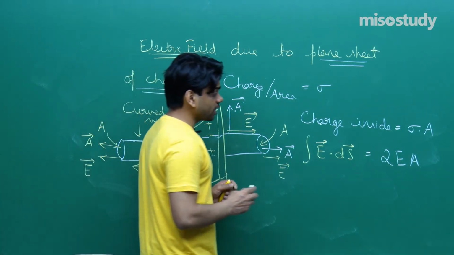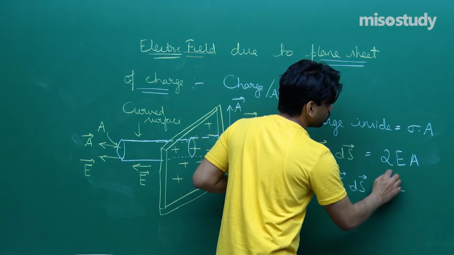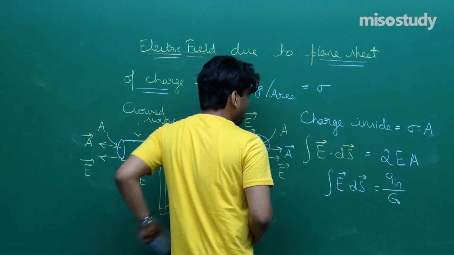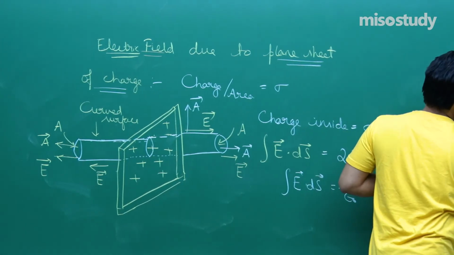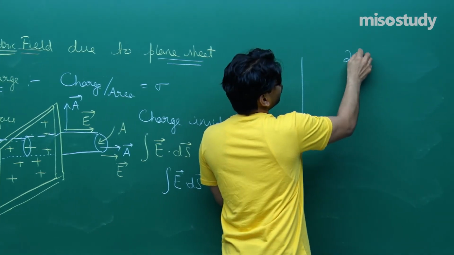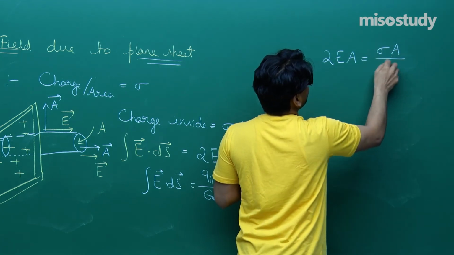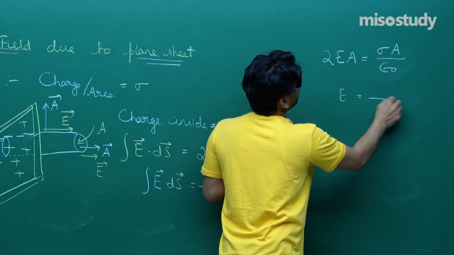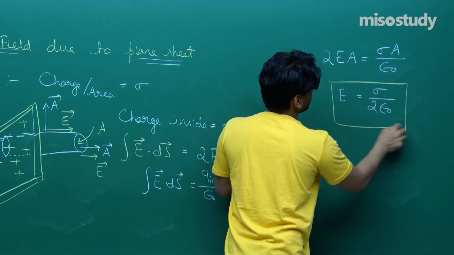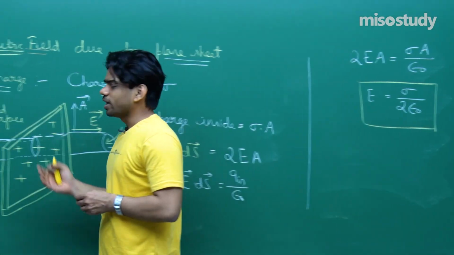So 2EA, then you have to equate E dot ds is equal to Q in upon epsilon naught. This is what you have to do. Just be very fast. So E dot ds equals Q upon epsilon naught. So we have to write 2EA is equal to Q in, that is equal to sigma into A upon epsilon naught. So E comes out to be sigma upon 2 epsilon naught. This is the value of electric field for this infinite plane sheet of charge that we have taken.